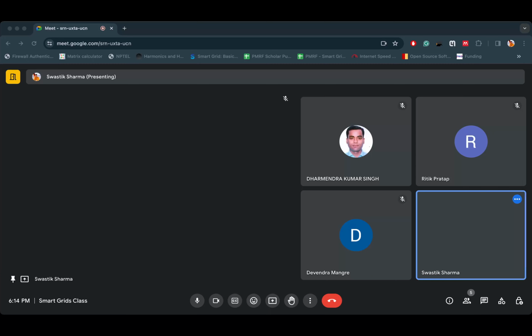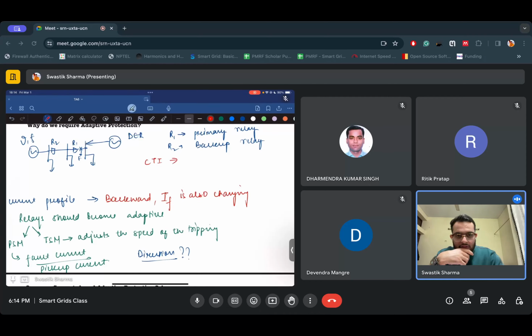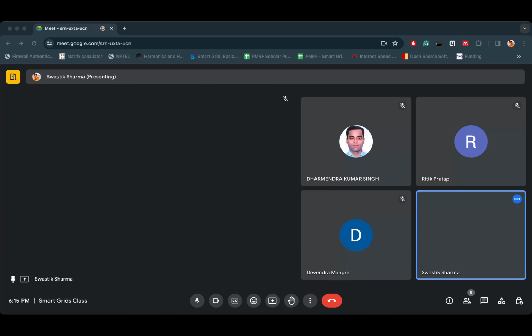So these two relays should have a coordination time interval of how much? If anyone has gone through the PPT, can anyone tell? So coordination time interval is what? It's 0.3 to 0.5 seconds.